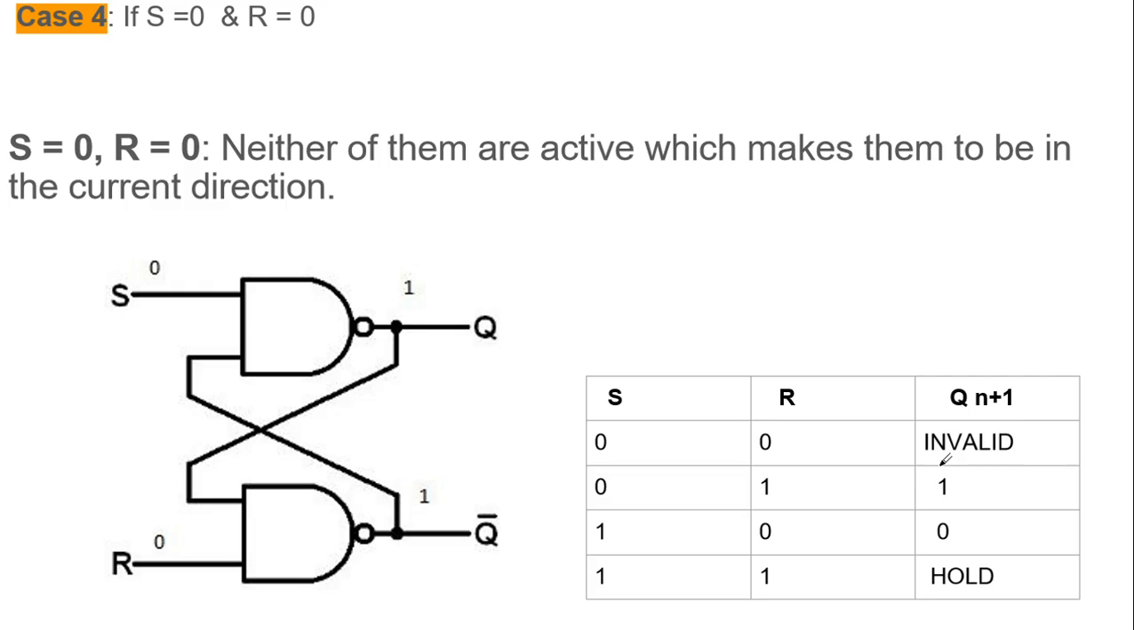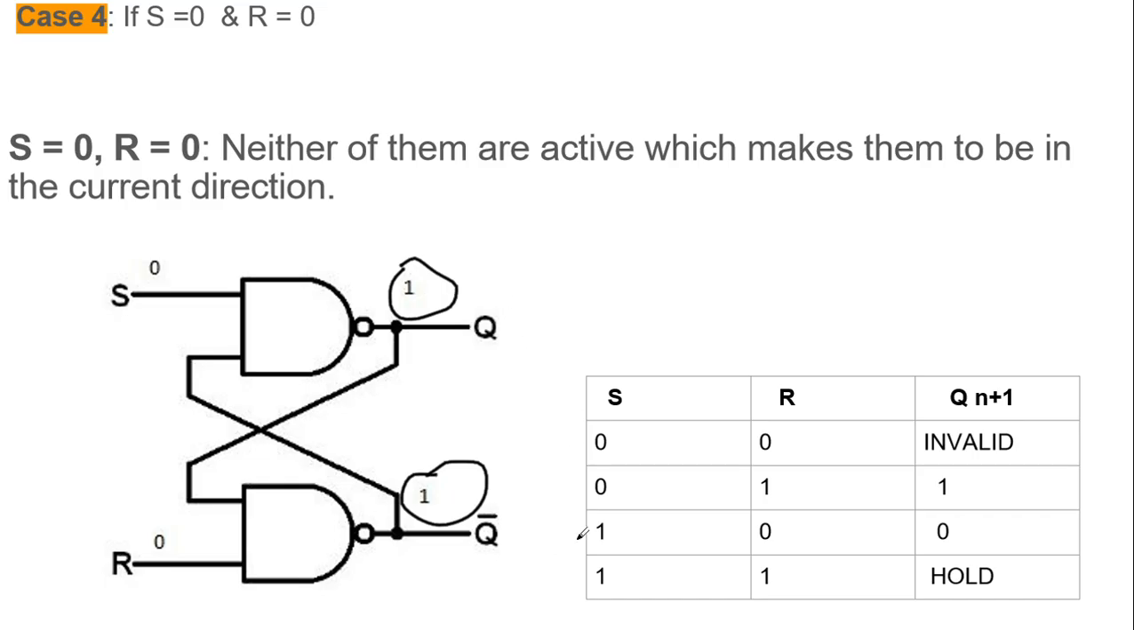Now the last case, which is S is equal to 0 and R is equal to 0. Here we are getting both the values as 1, because in the initial stage we discussed, right, if any of the inputs is 0, definitely I will get the value as 1. But see, both of the values are 1. It should not be happening like that. Whatever value is there, here it should be its complement.